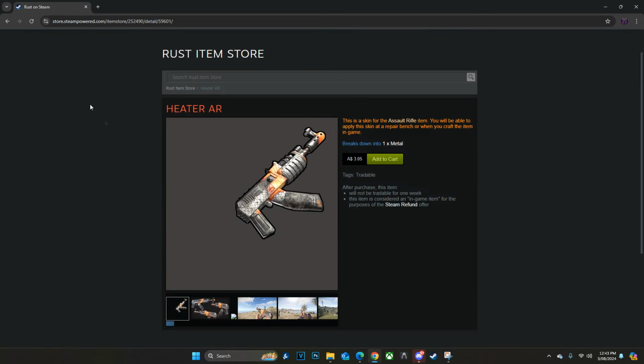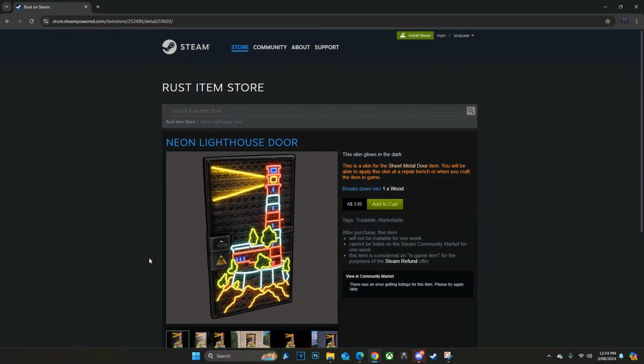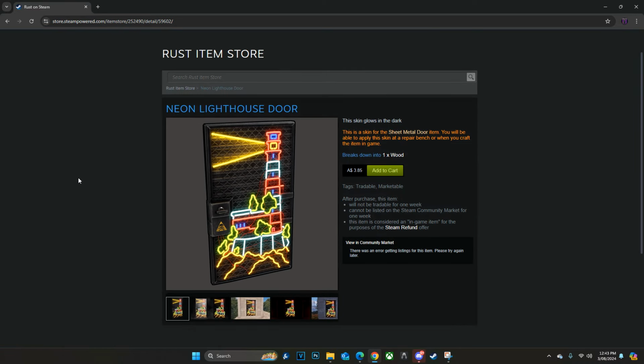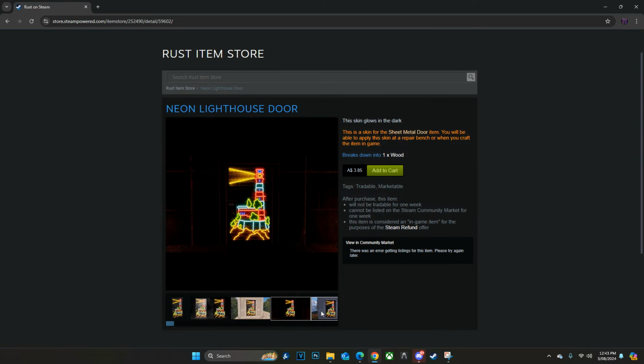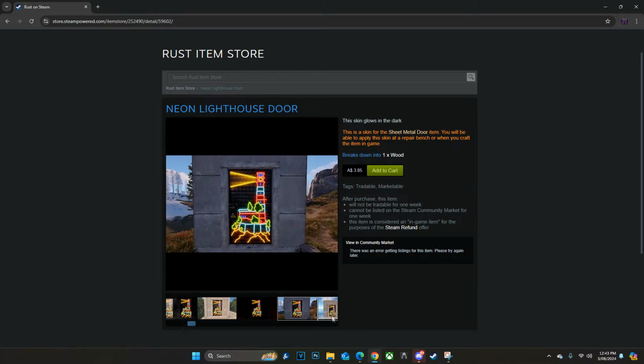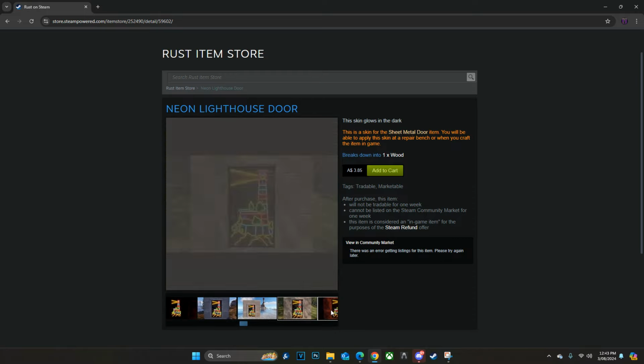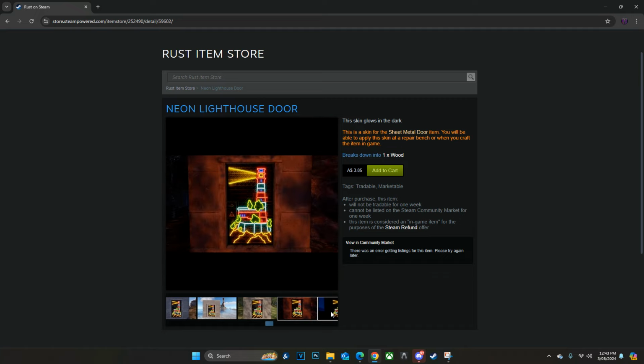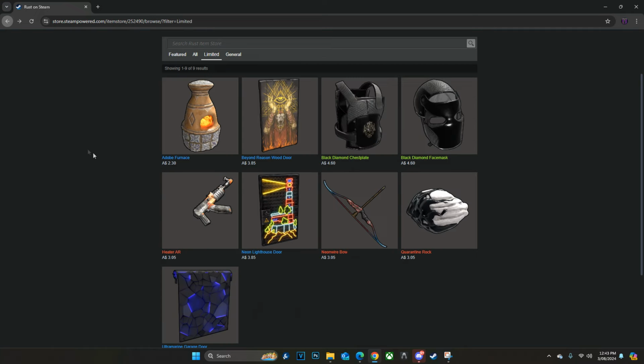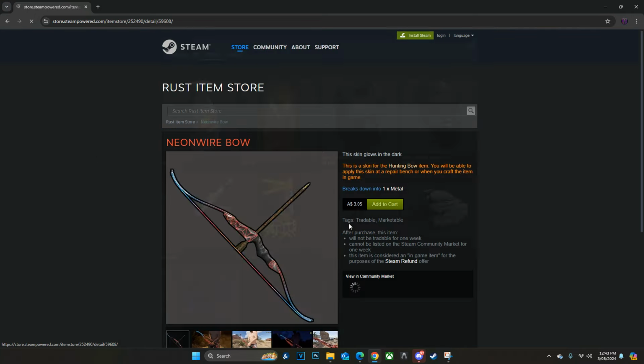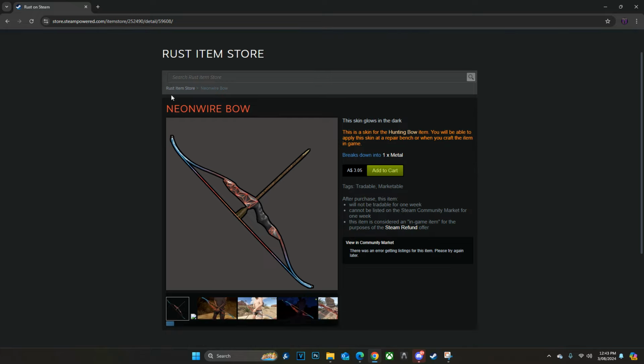Moving over to the Heater AR. Moving over to the Neon Lighthouse Door, going for $3.85. This is a cool looking door skin. It does look nice at night, but it also looks a little bit pixelated, and that is not really the skin creator's fault. That is more so just the fault of the game. Overall, not going to recommend investing in it. It's $3.85. We already have so many glowing door skins, it doesn't really matter.